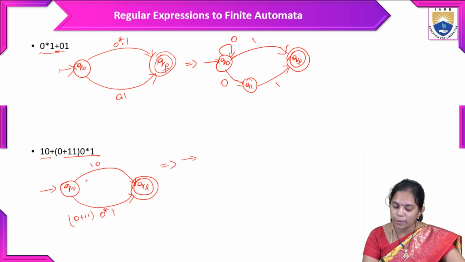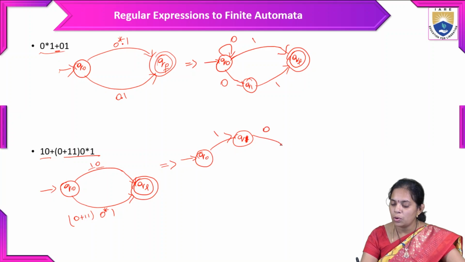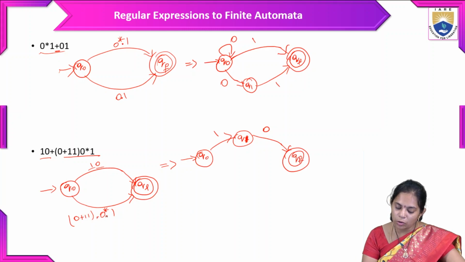For the two inputs, in the upper part I will write it as Q naught. It is 1 followed by 0. So 1 is followed by, I will just include one more state here, that is Q1, and we have the 0, and it is reaching the final state. And here we have a concatenation operation.